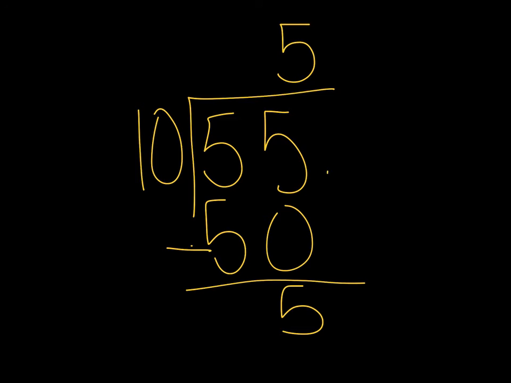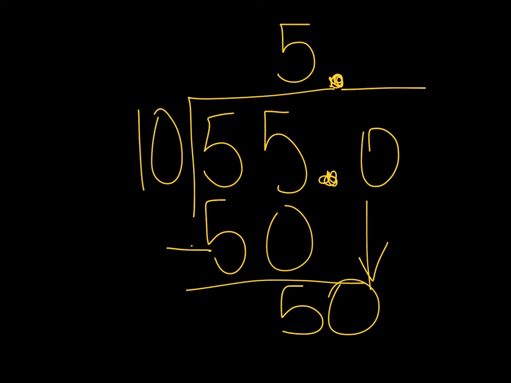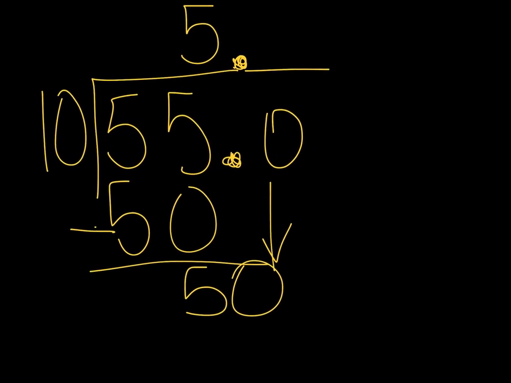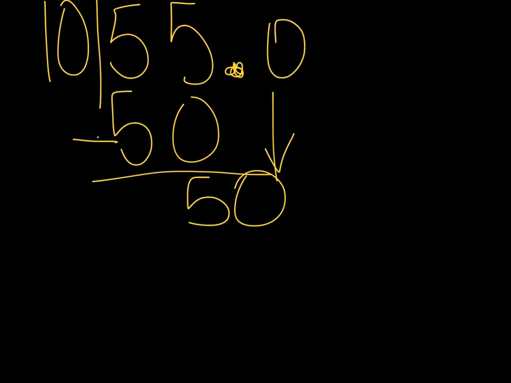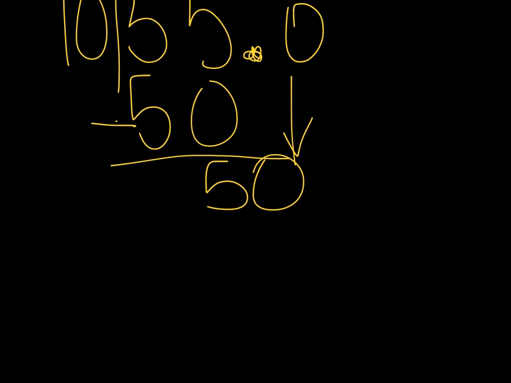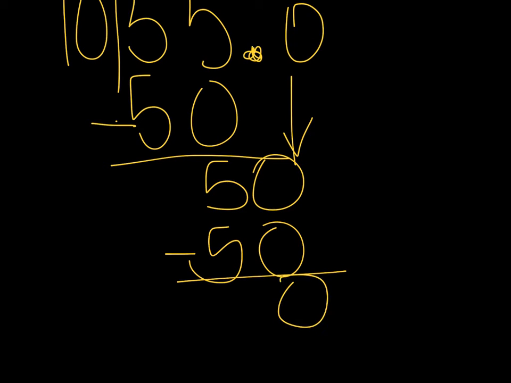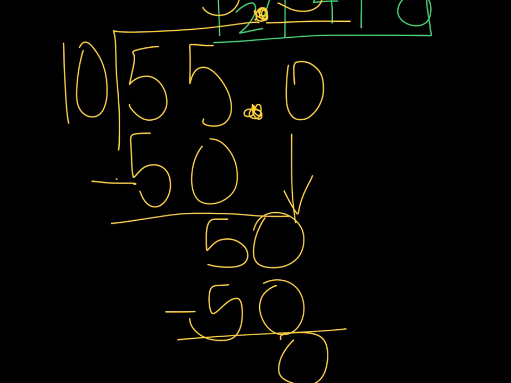I'm going to add a decimal and a 0, bring my decimal up, and bring my 0 down. How many times can 10 go into 50? It can go 5 times. You're exactly right. So 5 times, and then 5 times 10 is 50. Excellent. And I subtract and I get 0. And my answer is 5 5/10. Who got 5 5/10? Excellent.